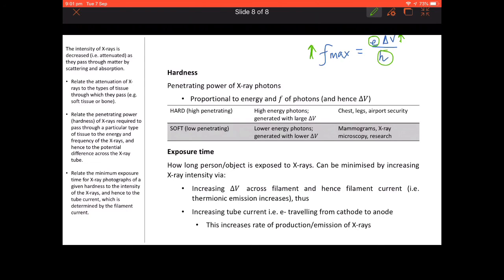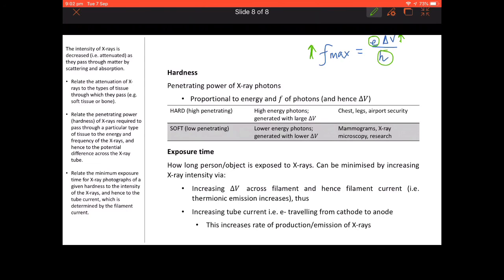X-rays that are hard are highly penetrating, and they consist of high energy photons, so they're generated with a large potential difference, and this type of X-ray is used for chest X-rays, leg X-rays, and airport security. Softer X-rays are lower penetrating, and they consist of low energy photons and are generated with a lower potential difference. These are useful in mammograms, X-ray microscopy, and in some research as well.